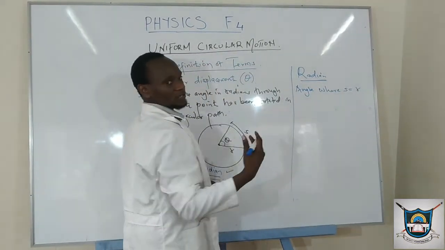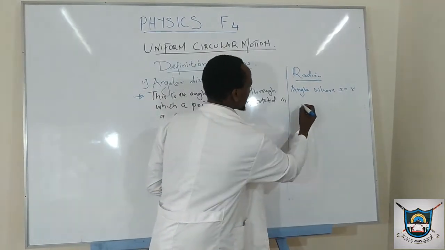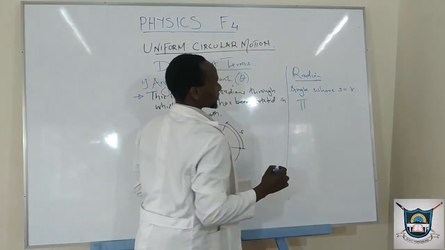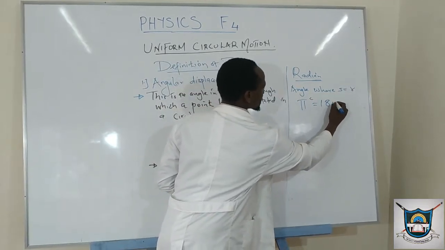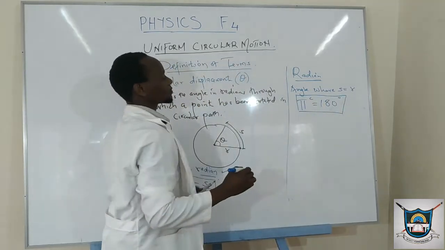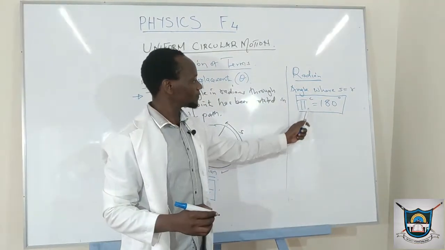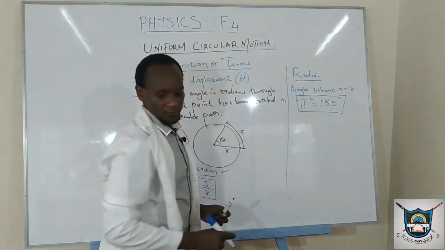So we have conversions. How can we convert from radians to degrees? This is what we use: pi equals 180 degrees. This is the formula that we use to convert from radians to degrees. We want to move on.